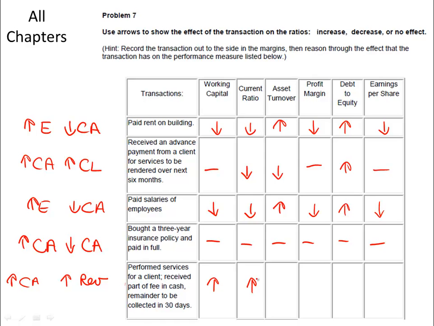Current ratio will increase because our current assets increased. Asset turnover will decrease, as will profit margin. And debt to equity will decrease because shareholders' equity increased, and earnings per share will increase.